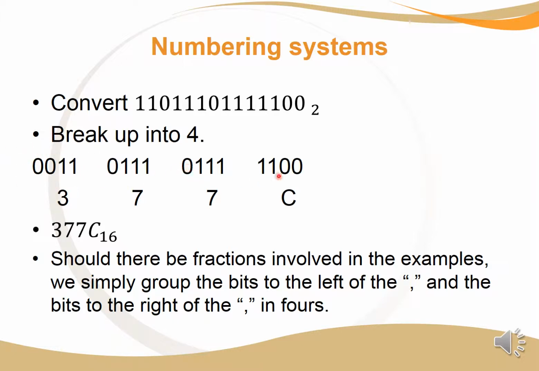And then we convert these numbers separately. So this is equal to the hexadecimal number C. This is equal to 7, 7, and 3. And then we just write 377C. And this is the hexadecimal number. So we take each group of 4 and then convert them. Also very important, should there be fractions, let's say we have a comma and then binary, we just group them again by 4, adding zeros this way if it's a fractional number.